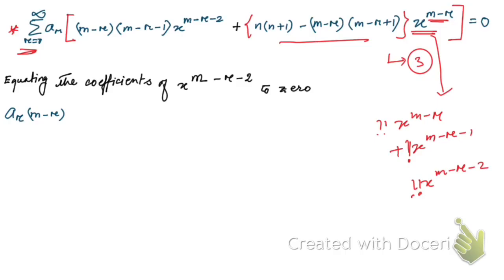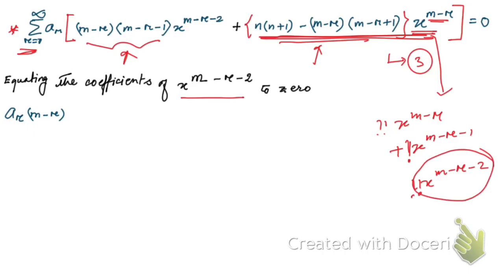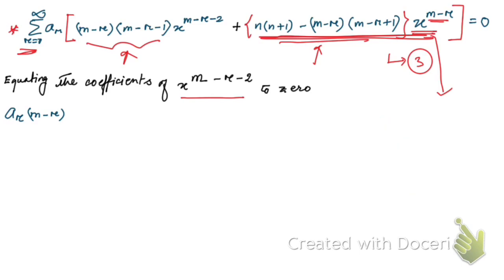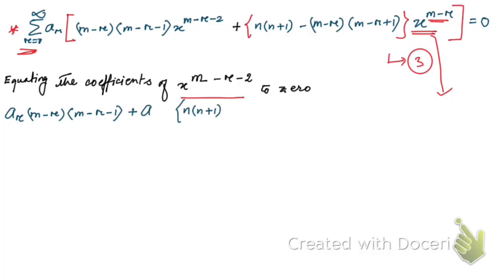So when you equate the coefficient of this term, you have to take this part as well as this part, okay, both, because this series also contains this x to the power m minus r minus 2, right? Hope these things are clear to you. So hope you have understood this now. So equating the coefficient of this x to the power m minus r to 0, we're gonna have this. Let me write it first, then I'm gonna explain here, okay? So this is what we're gonna have, okay?